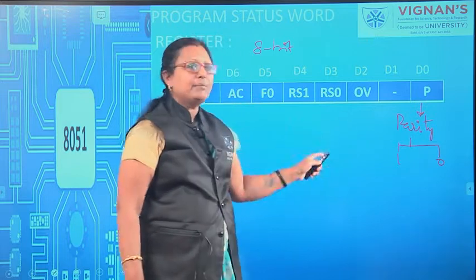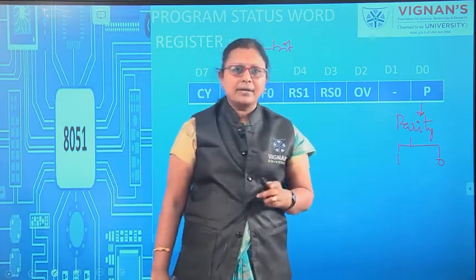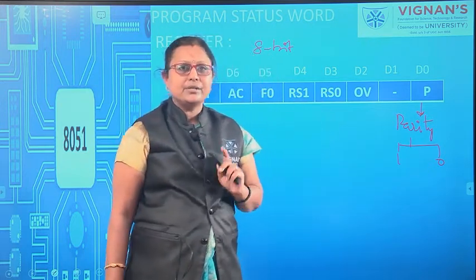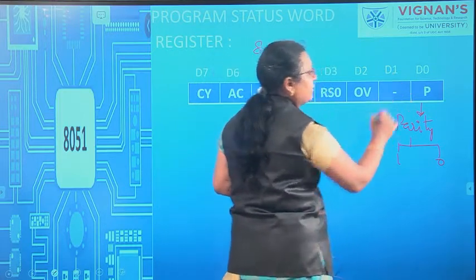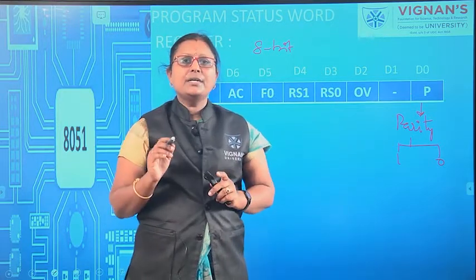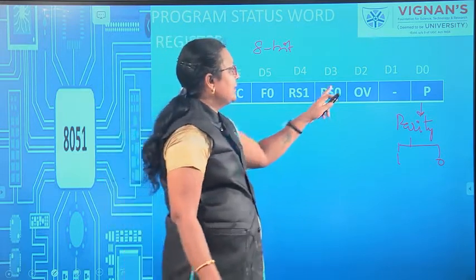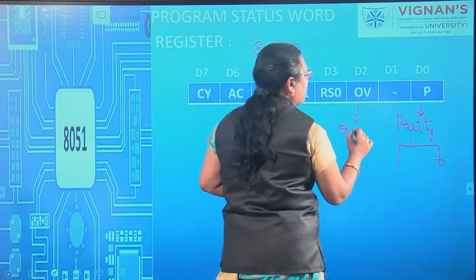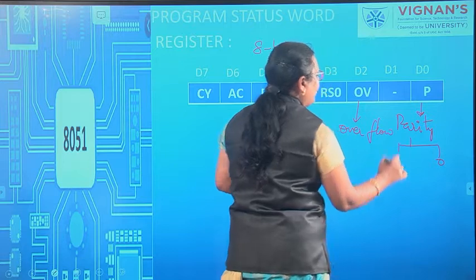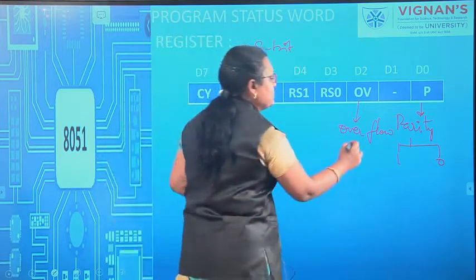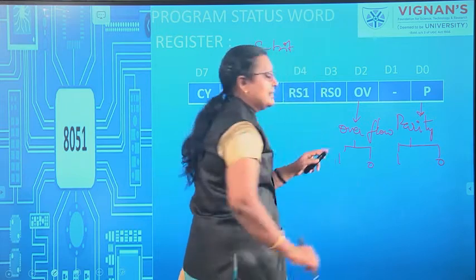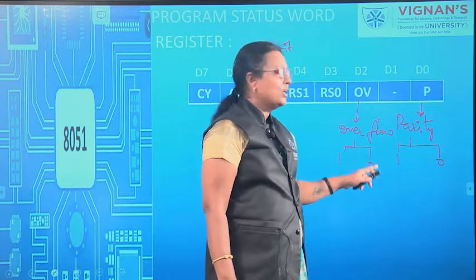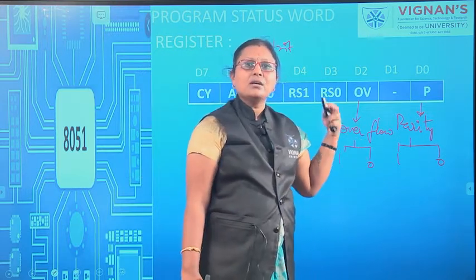If this parity bit is 1, it shows that it is the odd parity bit, and if this parity bit is 0, it tells you that it is the even parity bit, okay? Next, bit D1 is an unused bit, fixed for future purposes, and D2 is the overflow bit. If this bit is equal to 1, then it shows that your overflow bit has been set. If this bit is equal to 0, then it shows that your overflow has not been set.